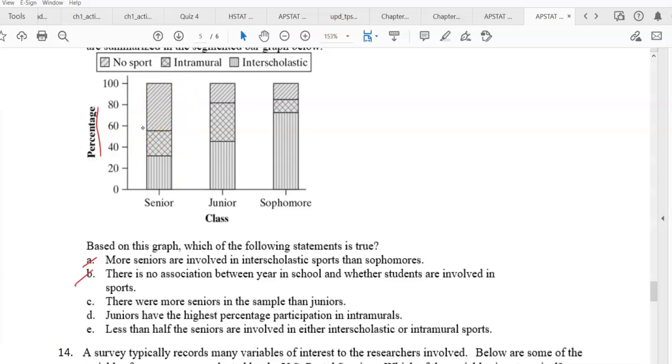There are more seniors in the sample than juniors. Again, we don't know anything about the numbers. We might be able to talk about percentages, but not numbers. We don't know how many each one were. Juniors have the highest percentage participation in intramurals. Intramurals is that one. Yes, the shaded part does seem large for juniors. That seems correct. Less than half the seniors are involved in either interscholastic or intramural. Actually, interscholastic is more than half, so I think that works.